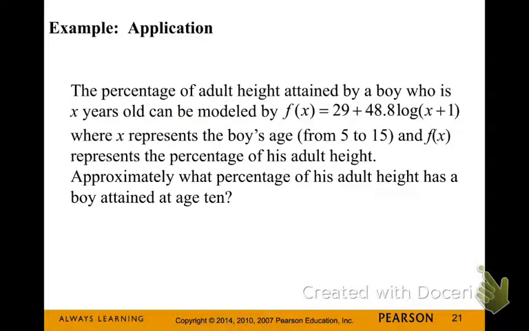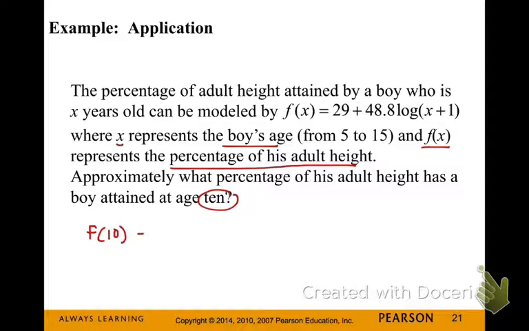So let's try this here. It says that the percentage of adult height attained by a boy who is x years old can be modeled by the function 29 plus 48.8 times log of x plus 1. Notice it doesn't give us a base, so this is going to be base 10. Here x represents the boy's age and f of x represents the percentage of his adult height. If we want to know what percentage the boy will have at age 10, then we need to plug in 10 for x.